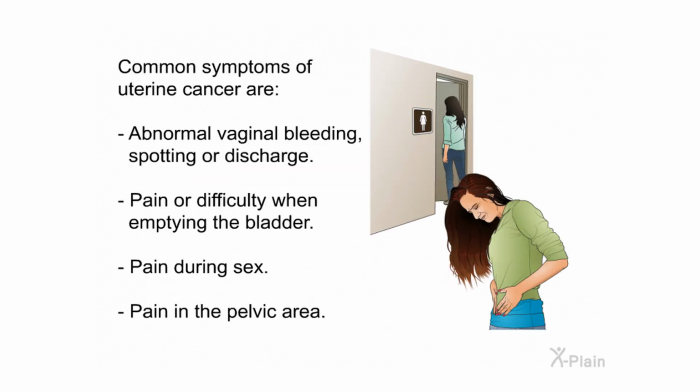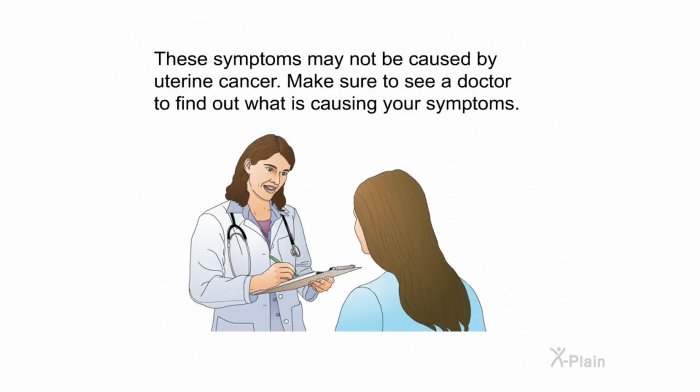Common symptoms of uterine cancer are abnormal vaginal bleeding, spotting or discharge, pain or difficulty when emptying the bladder, pain during sex, pain in the pelvic area. These symptoms may not be caused by uterine cancer. Make sure to see a doctor to find out what is causing your symptoms.